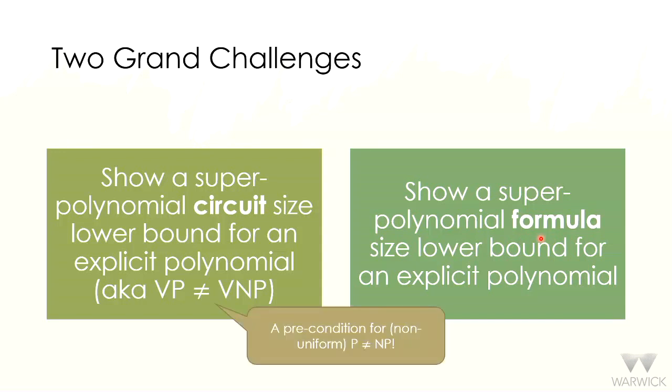And then just to try to relate it with the Boolean setting, the problem of proving circuit lower bounds is a precondition to proving non-uniform Boolean circuit lower bounds. So if you believe that NP does not have polynomial size circuits, then you're forced to believe that VP is not equal to VNP, assuming the generalized Riemann hypothesis, but I won't get into that.